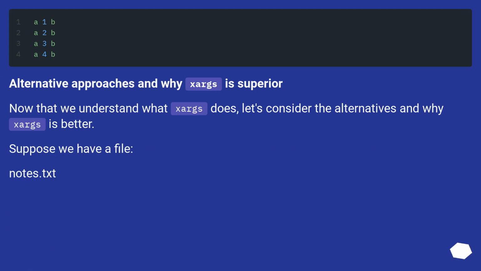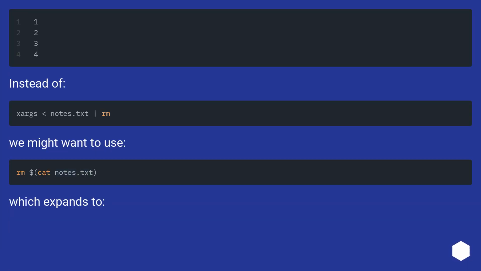Alternative approaches and why xargs is superior. Now that we understand what xargs does, let's consider the alternatives and why xargs is better. Suppose we have a file, notes.txt. Instead of this, we might want to use this, which expands to this.